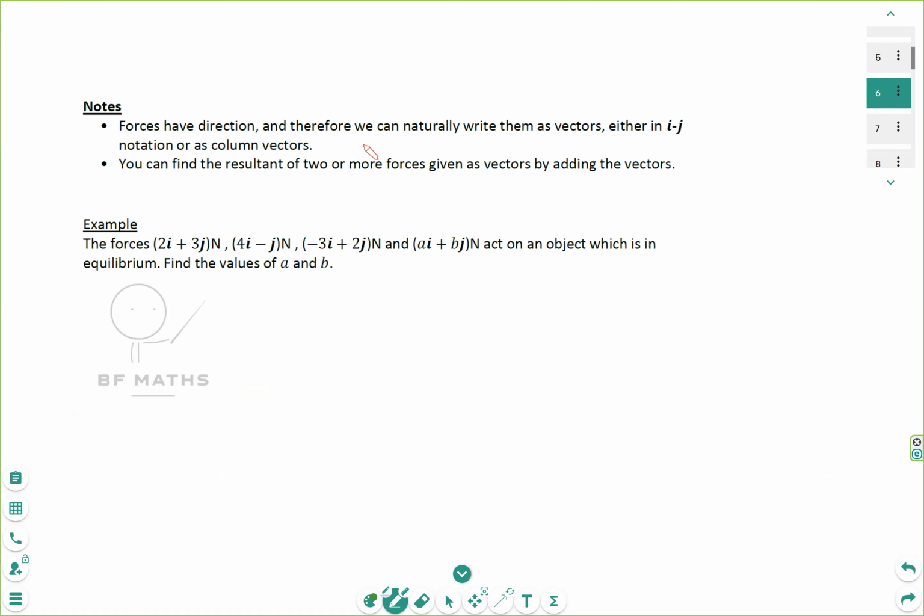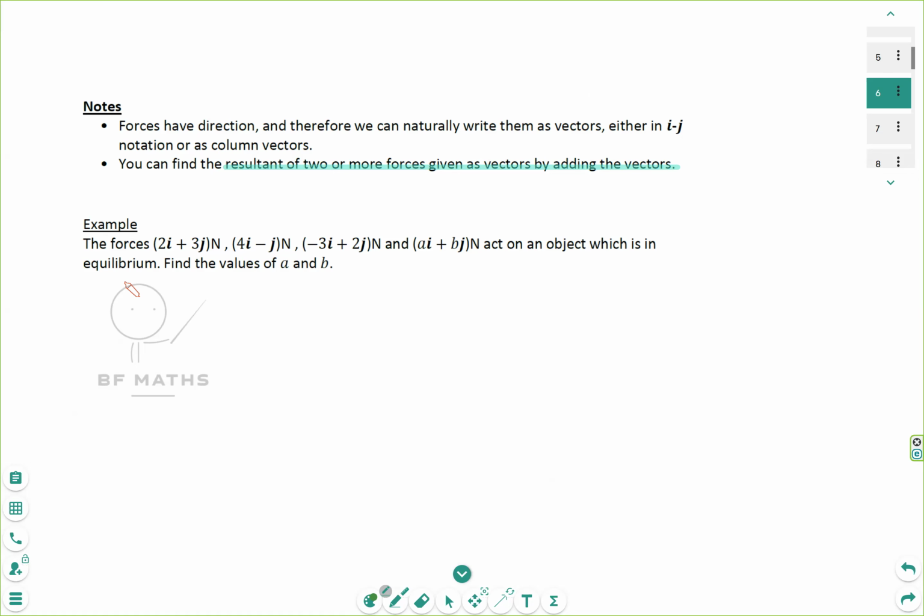Forces have direction, therefore we can naturally write them as vectors, either in i j notation or as column vectors. We have learned similar stuff in chapter 11 in pure maths, pure one. You can find the resultant of two or more forces given as vectors by adding the vectors. Now, underline or highlight this. When the forces are given in vectors, you can just add them together. You can write simple words in here if you don't understand what this means. It means if the forces are given in vectors, the resultant force is the sum of the vectors, or simply add the vectors.